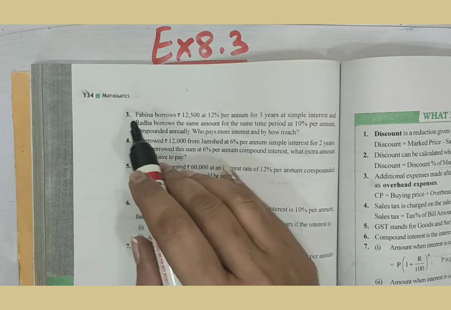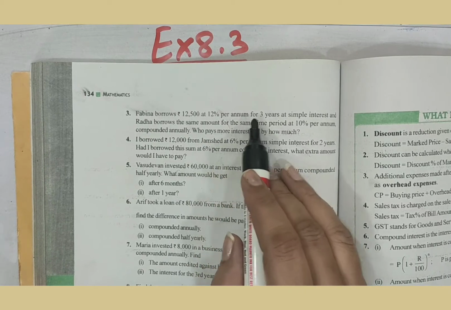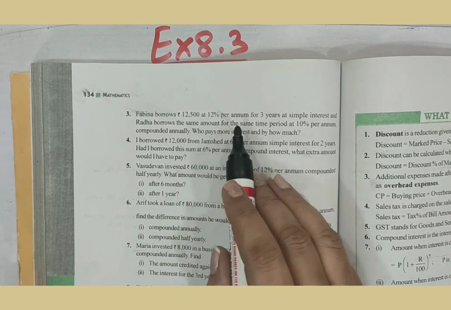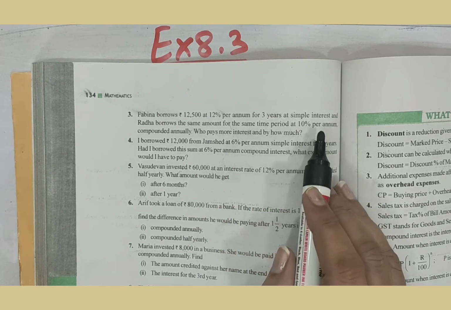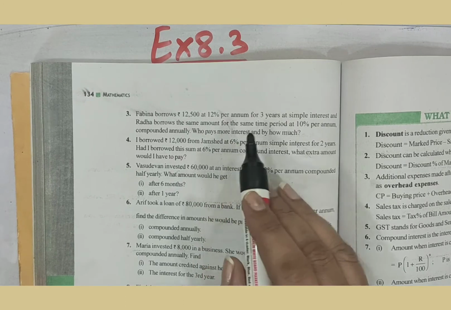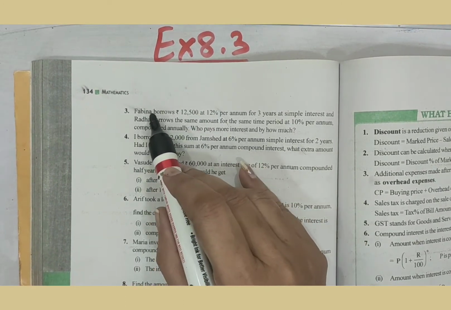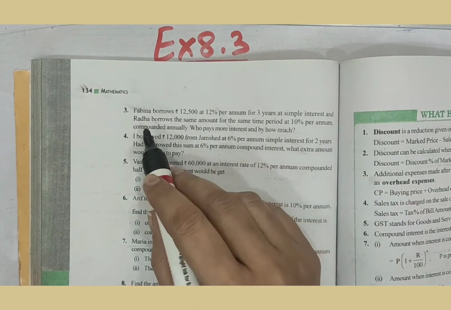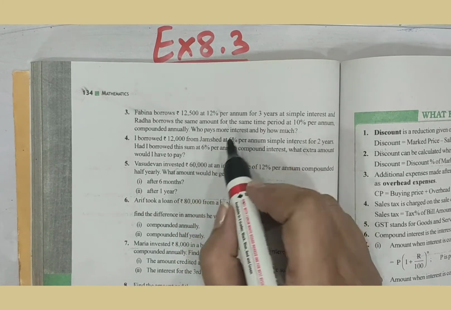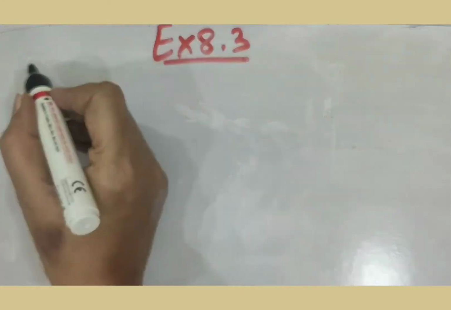Question number 3. Fabina borrows rupees 12,500 at 12% per annum for 3 years at simple interest, and Radha borrows the same amount for the same time period at 10% per annum compounded annually. Who pays more interest and by how much? Now here Fabina has borrowed on simple interest and Radha has borrowed on compound interest. So let us calculate and find who has paid more interest. Let us start with Fabina.